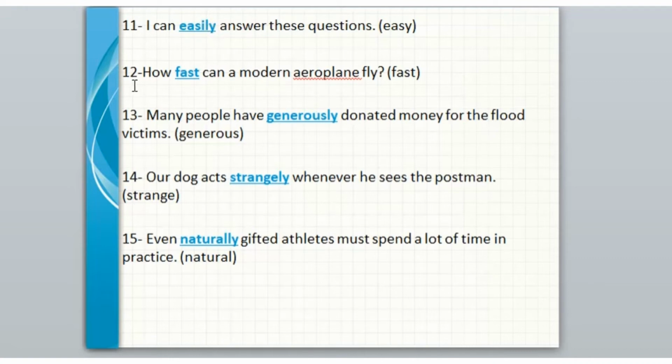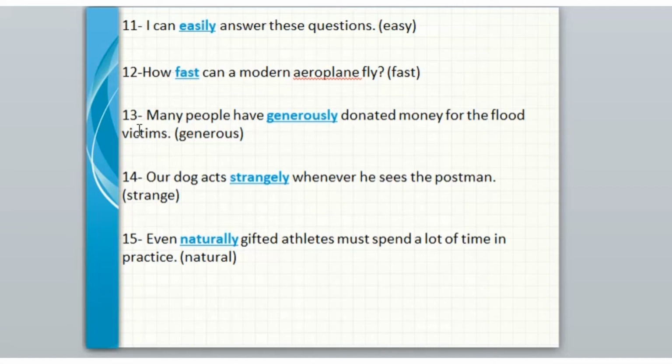Okay, number 12. How dash can a modern aeroplane fly? Bracket says fast. Fast is the kind of adjective, and in the adverb form it remains the same. Okay, so it will become how fast can a modern aeroplane fly? In our blanks we will write fast.